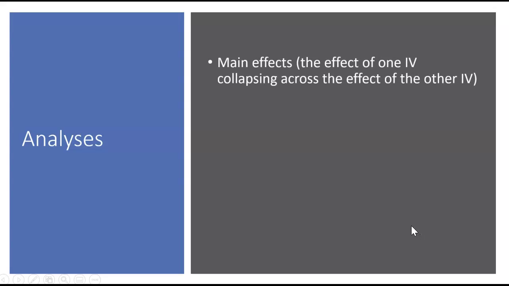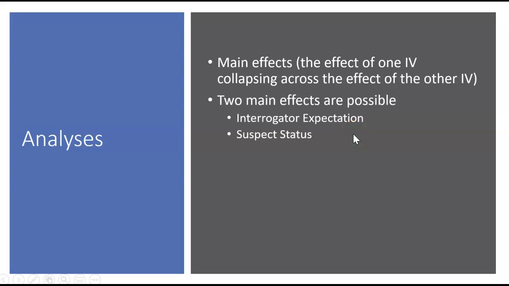Now, the way you do data analysis in this kind of design is you're going to test for the effects of the independent variables separately. So when your authors say collapsing across the effect of the other IV, you're going to say, regardless of actual guilt or innocence, what's the difference in the dependent variables between my two expectation groups? So the group that expects guilt and the group that expects innocence. What's the difference, regardless of the actual status of the suspect, and vice versa.